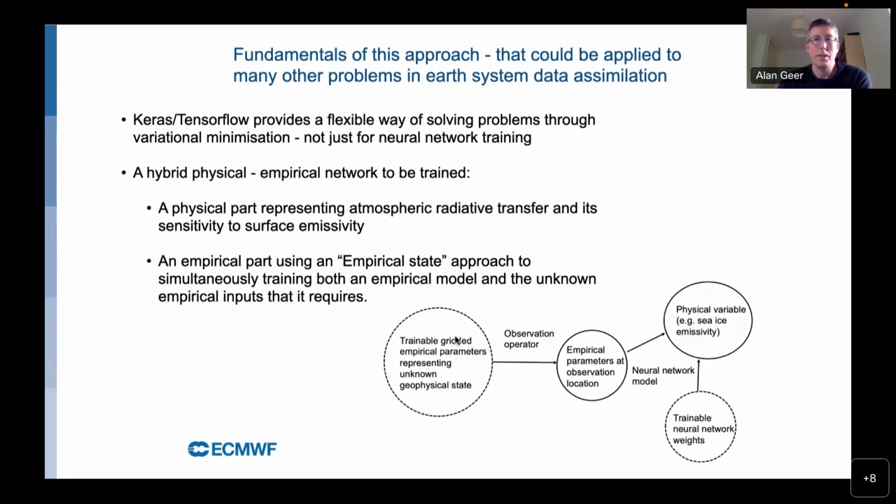The main three things are, first of all, that we don't just have to use our existing data assimilation frameworks. We can use machine learning tools like Keras and TensorFlow, which can also provide a flexible way of solving problems through variational minimization. They're just not for neural network training. And the idea of hybrid physical-empirical networks, with physical parts representing our existing knowledge of the physics and empirical parts, and in particular solving the chicken and egg problem by simultaneously training both the empirical version of the geophysical state that we don't know and an empirical model to go from that empirical state to the observations.